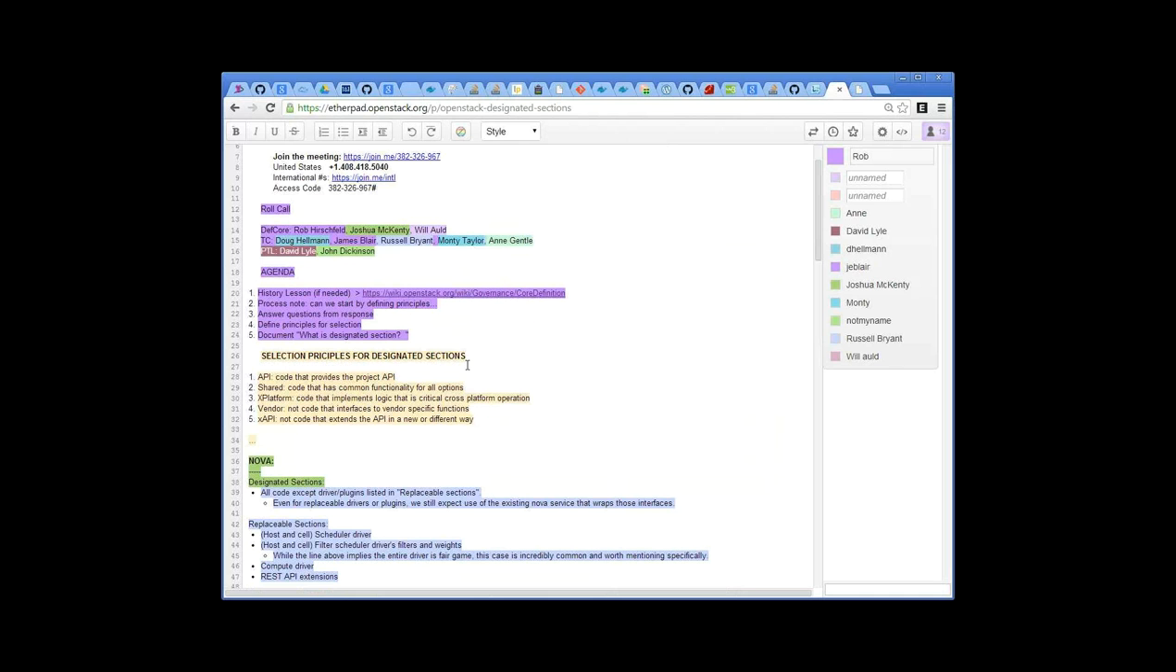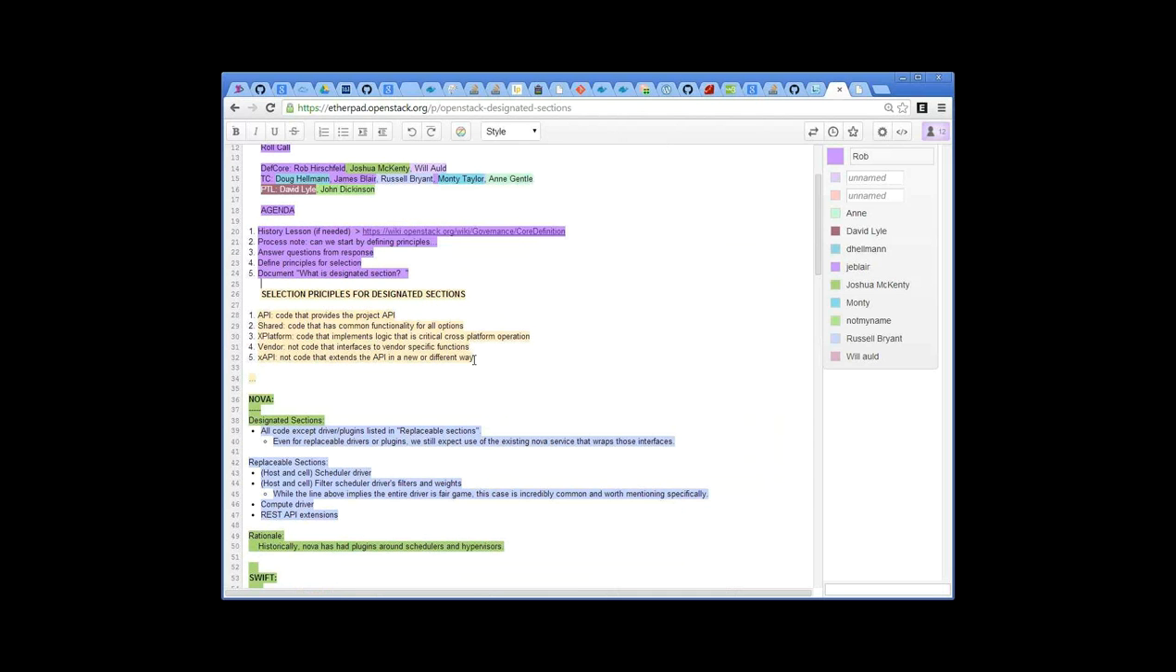So we've had a lot of conversations with the TC now, and PTLs and on DefCore. Some of the things that we've talked about are using a set of principles, sort of stepping up to a higher level piece as a way to help define what we need for designated sections.